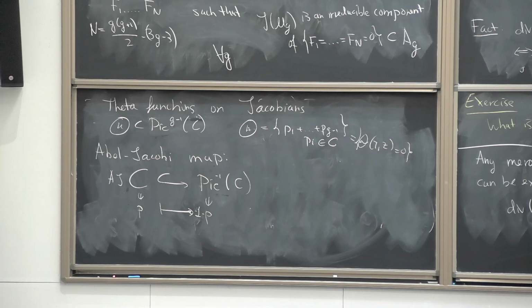I can think about it this way. I can rather normalize things in a different way. So I will ignore this constant. Yes, the constant does depend on p1 through p_{g-1}. Yes. But that's not how I will want to think about such things. That's it for today. Thank you.